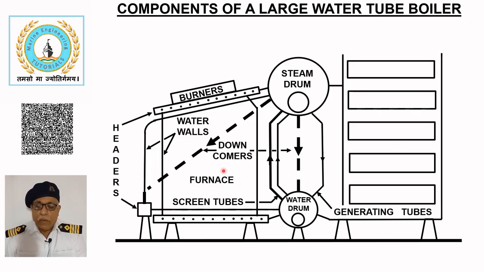Downcomers. These are large diameter unheated tubes placed outside the gas stream, supplying water from steam drum to the water drum and headers. Risers or return tubes. These tubes carry the steam water mixture from the water wall headers back to the steam drum.